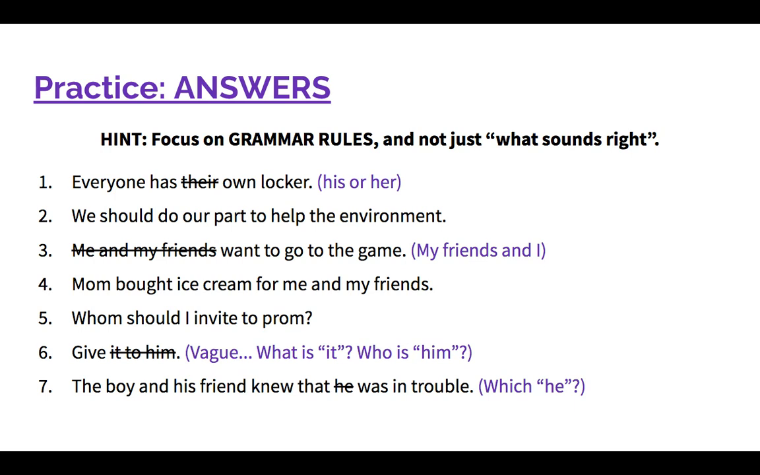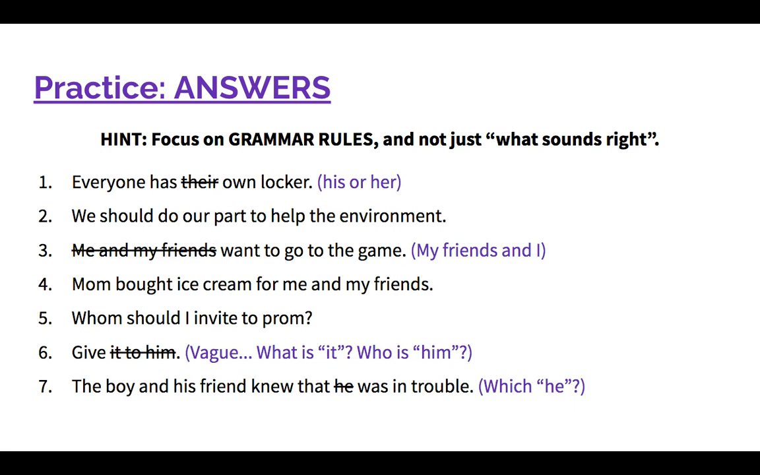Number 5, whom should I invite to prom? Well, let's rewrite that as a sentence instead of a question, a declarative sentence, right? Let's write it as I should invite him to prom. Would that work? You bet it would. So because I can put him in that sentence and it still makes sense, then I would use whom, not who.